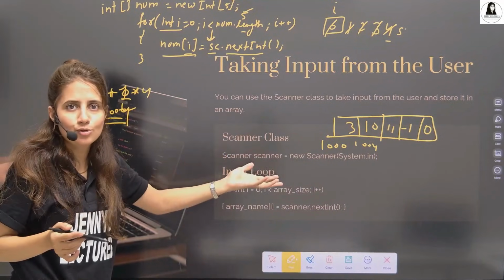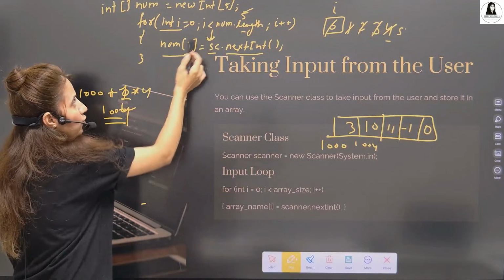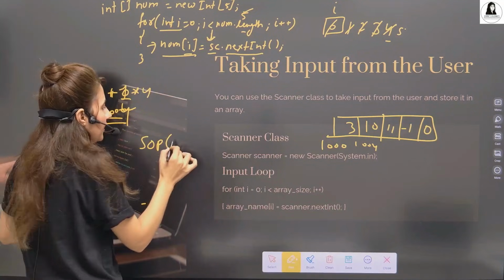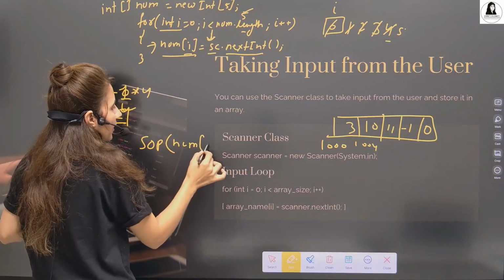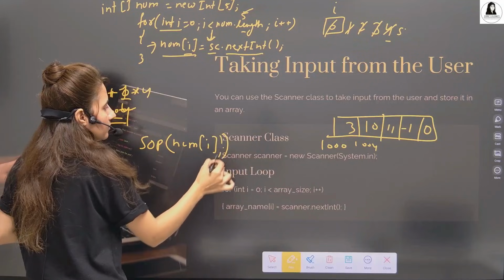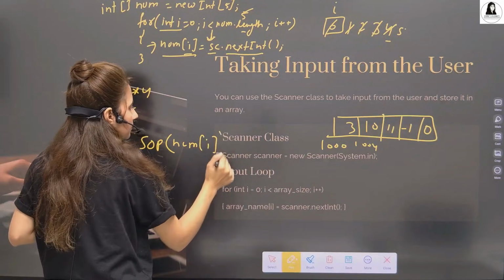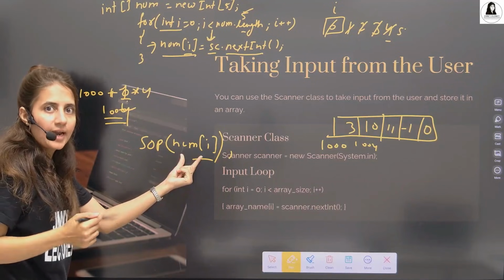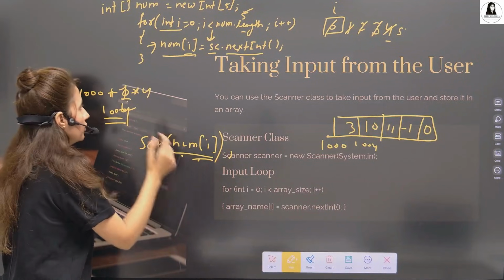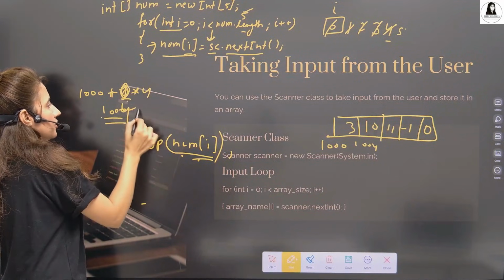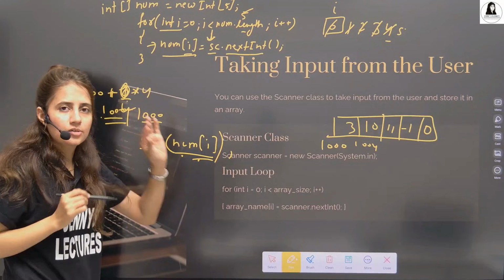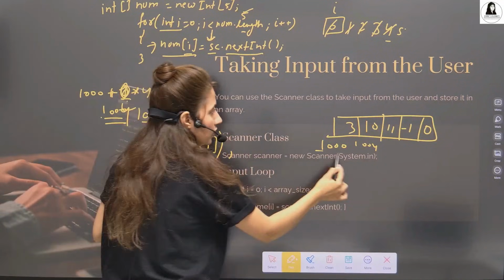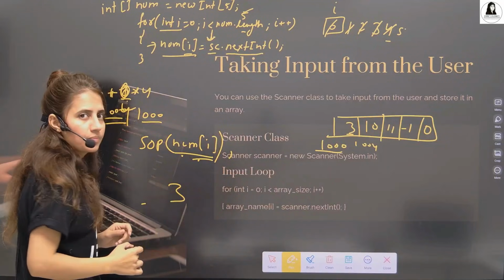Same for printing also. Same loop, but rather than this line, we are simply printing with System.out.println and whatever the array, and here i. Simple. Like this, the address would be calculated. At first i is 0. So for num[0], address is 1000. The JVM will check what is there at address 1000. It is 3, so it will print 3.